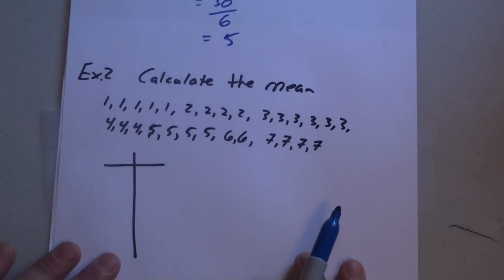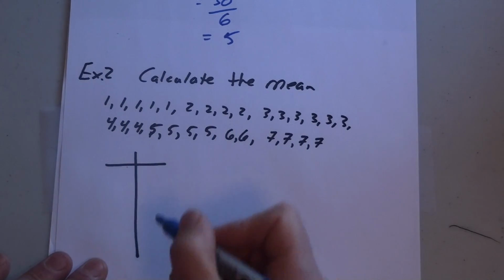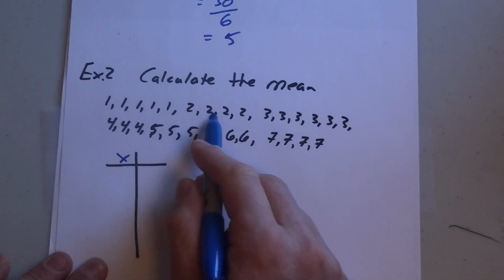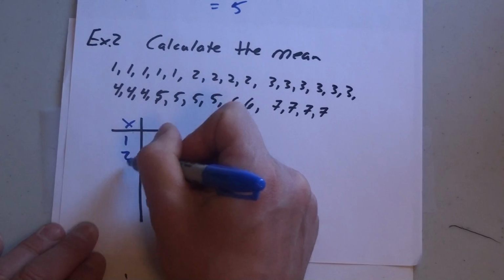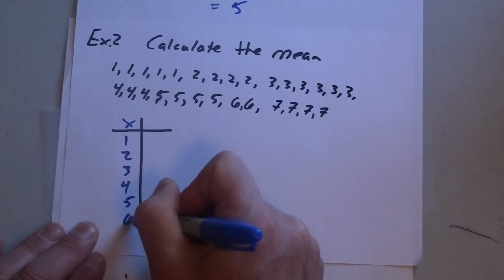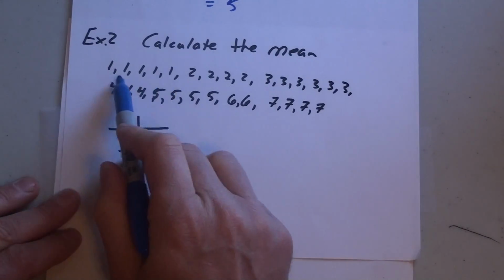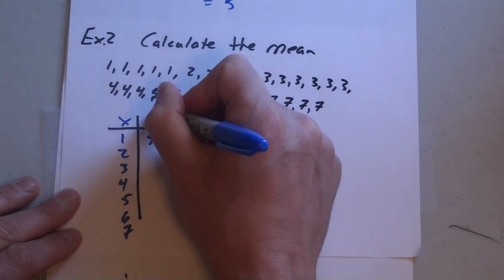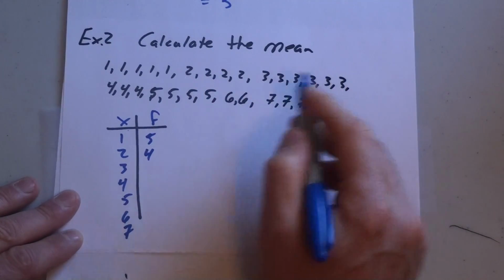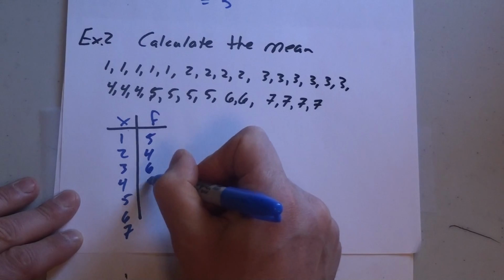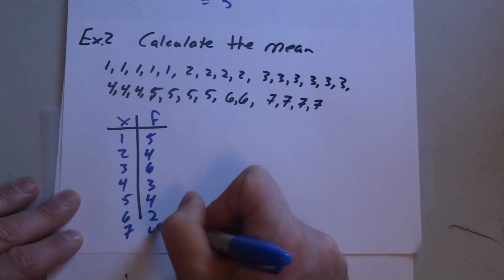The second one, if I have a whole bunch of terms and I want to put it into some sort of frequency table, I can use that or use my average for that. So my x values, I have 1, 2, 3, 4, 5, 6, and 7. Those are my x values. And now I want to do a frequency of how many each number appears. So I have 5 number 1s. That is my frequency, my f. I have 4 number 2s. I have 6 number 3s. I have 3 number 4s. I have 4 number 5s, 2 6s, and 4 7s.